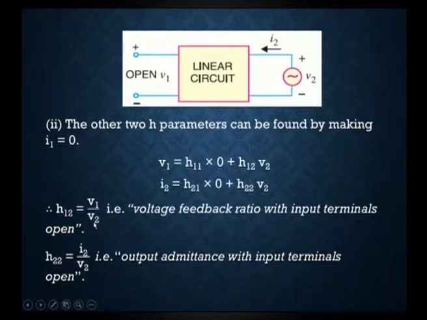H12 is V1 by V2, which is called the voltage feedback ratio with input terminals open. Also H22 is equal to I2 divided by V2, which is called the output admittance when we make our input terminal open. So these are the other two parameters we can find when we make the input terminal open.